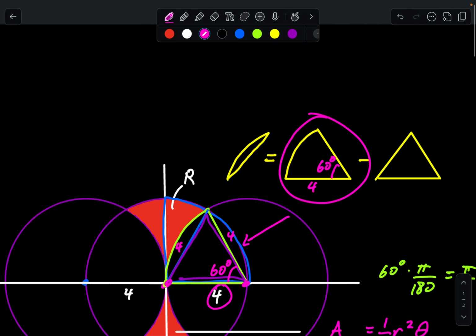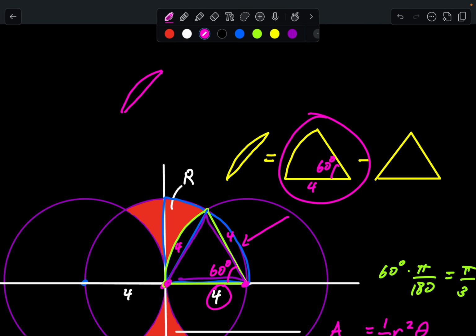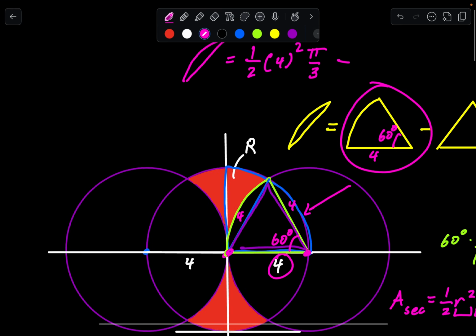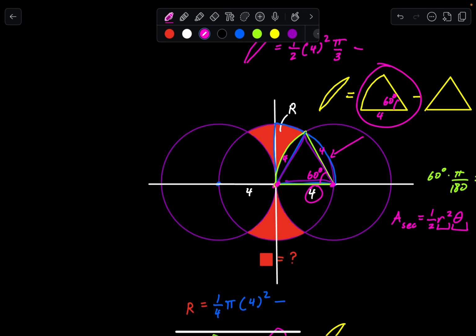We can now write the area of the wedge up here is equal to the area of the sector, which is what? We have 1/2 r squared, 4 squared, theta, which is pi over 3 again. And now we have to subtract the equilateral triangle. So minus the equilateral triangle. What is the area of the equilateral triangle?